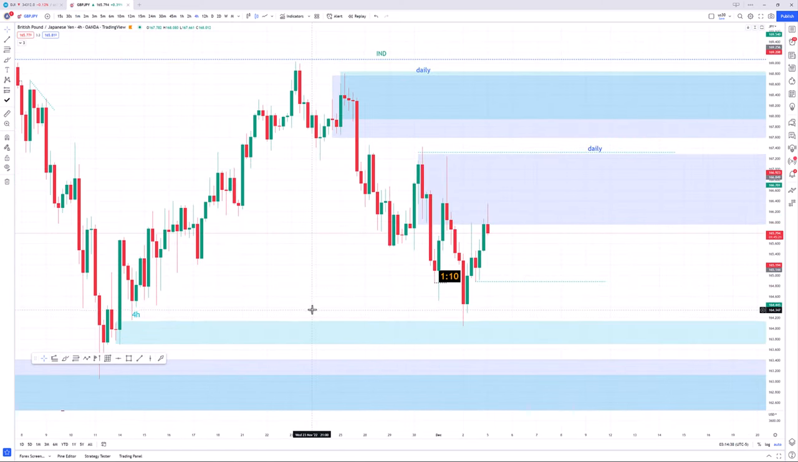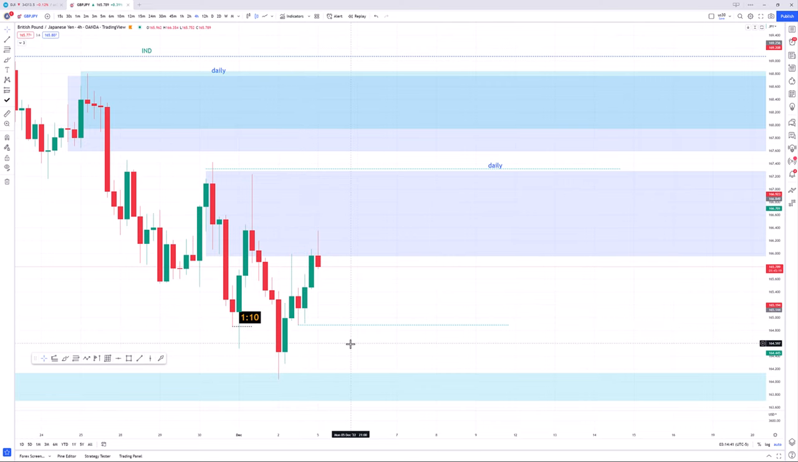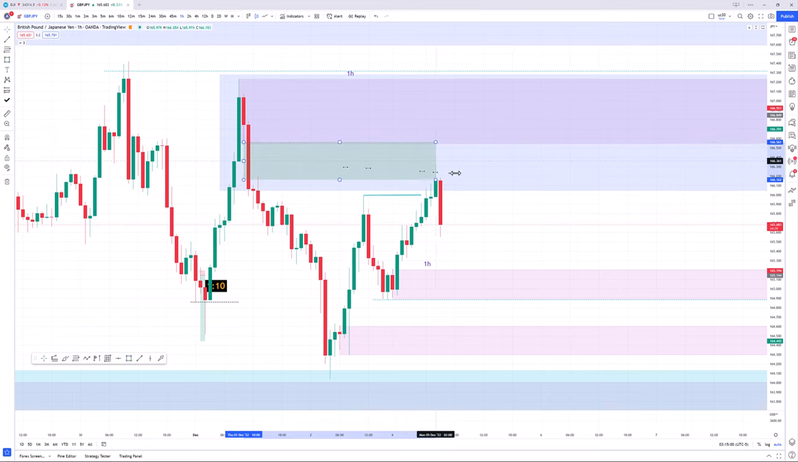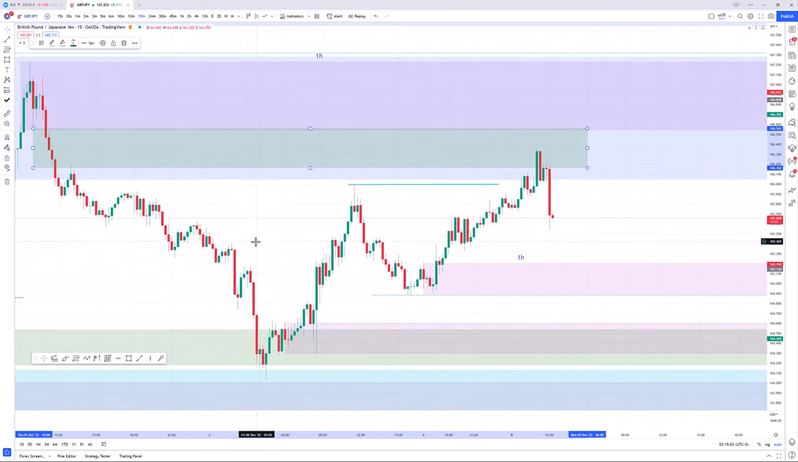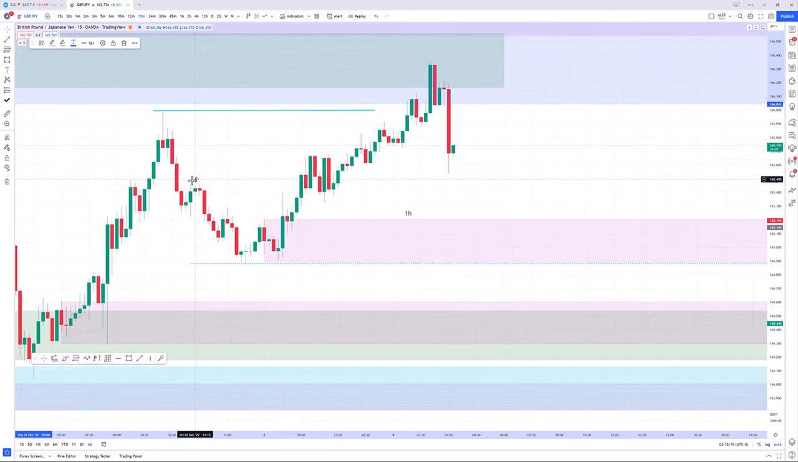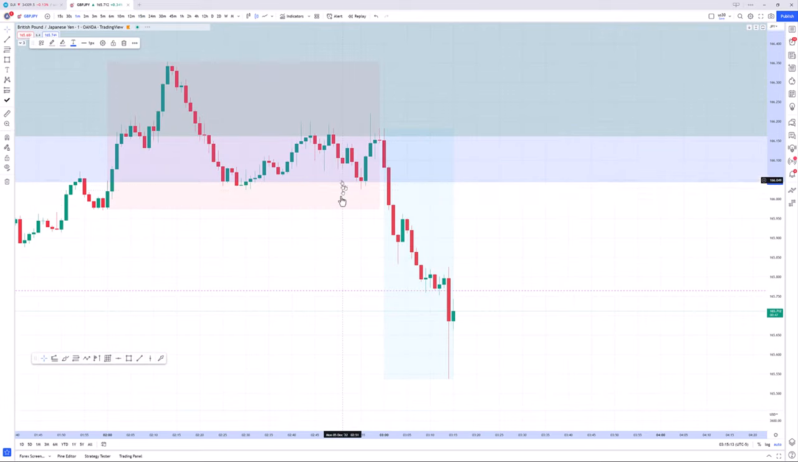markups. You can see here what we have. We have a daily POI here that shifted to this POI here. In 1 hour, what we have? We have a point of liquidity here. And we have a big imbalance here. In 15 minutes, what we have? We have some more liquidities here and some imbalances here as well. And we are going to take our trades in 1 minute.